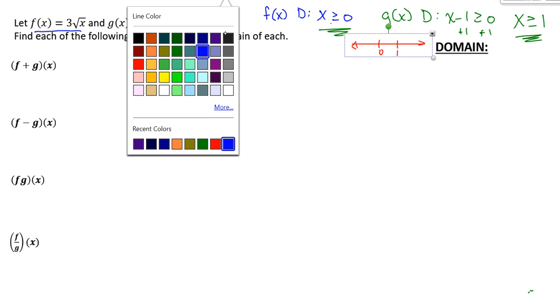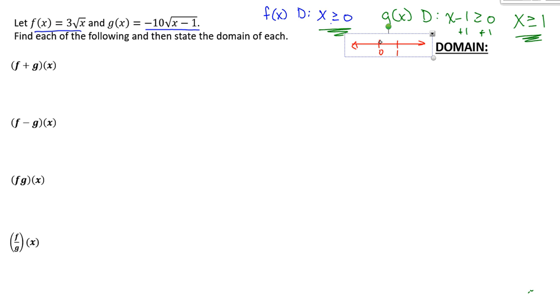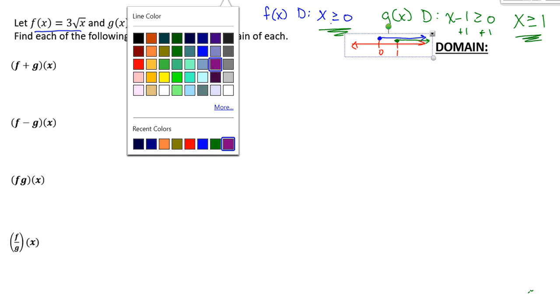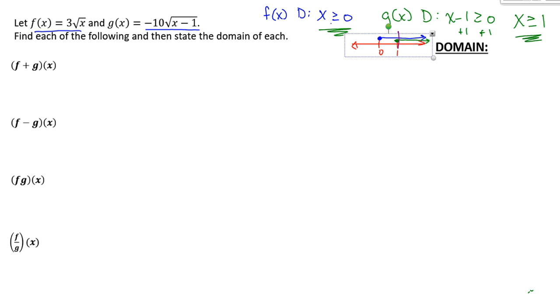F of x says, hey, I can take from 0 and go on this way to infinity. But g of x comes along and says, well, I can do from 1 on. So then they say, hey, what do you think? Let's do this together. They say, okay, wait a minute. We only both can start at 1 and go on forever. So that is going to be their combined domain, x greater than or equal to 1, or you can say from 1 to infinity.